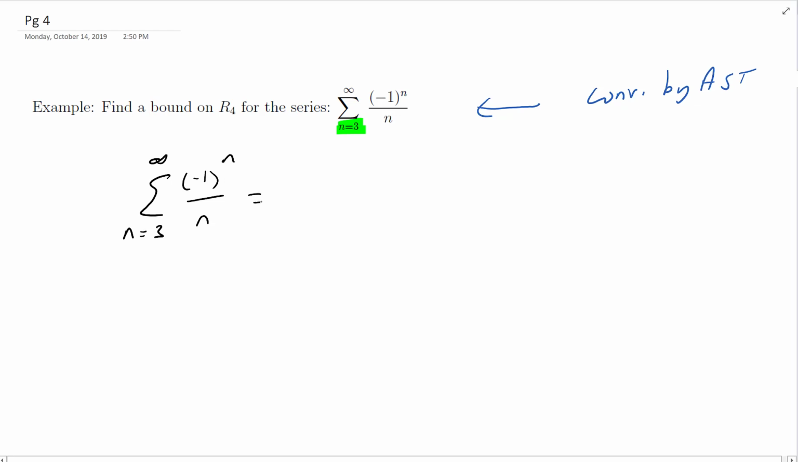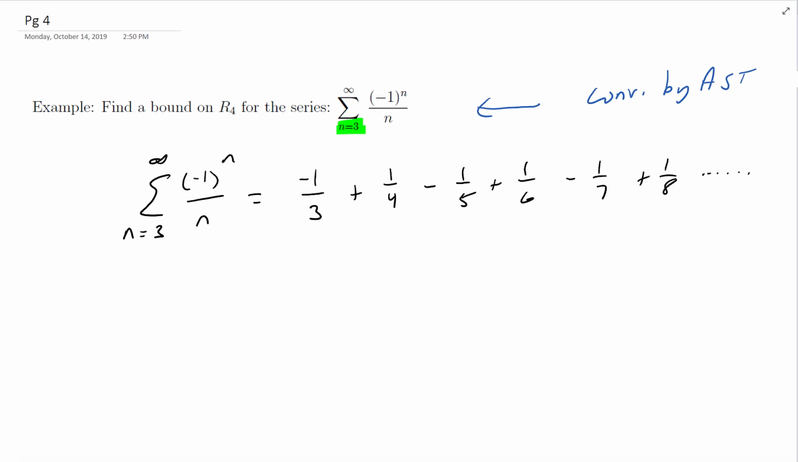And I look at this and say, well, let's just write this out. So when I plug in a 3, that's minus 1 cubed, so that's going to be a minus 1 over 3, plus this is 1/4, minus 1/5, plus 1/6, minus 1/7, plus 1/8, and it just keeps going on. Now, once you see a series expanded, then we're back to our basic definitions.